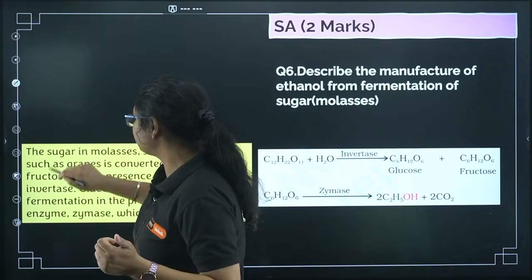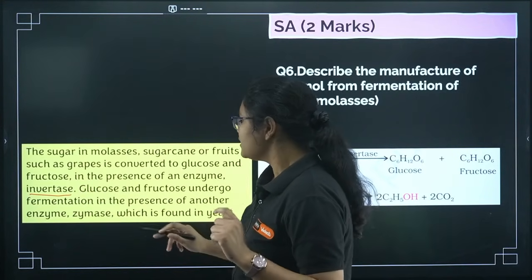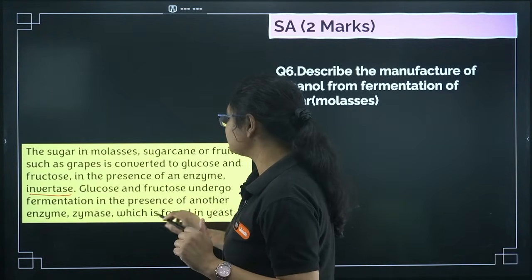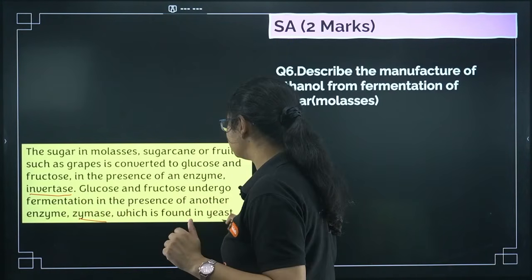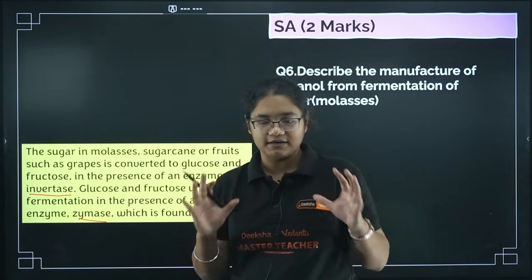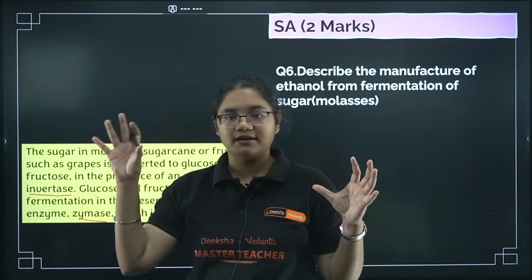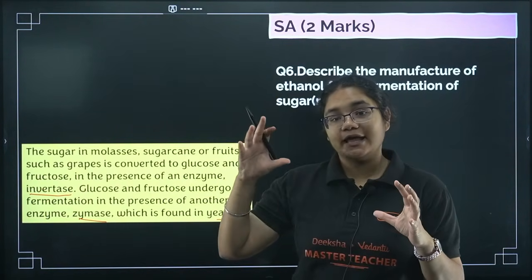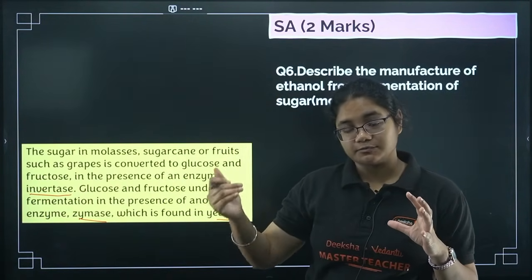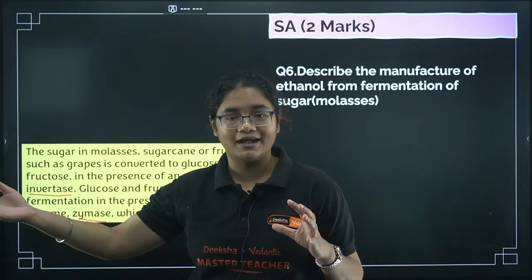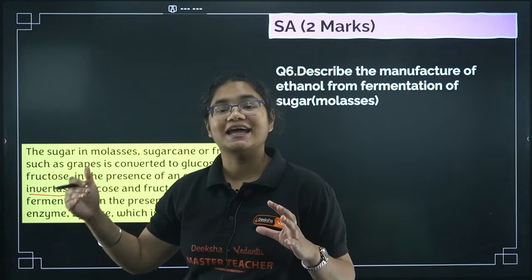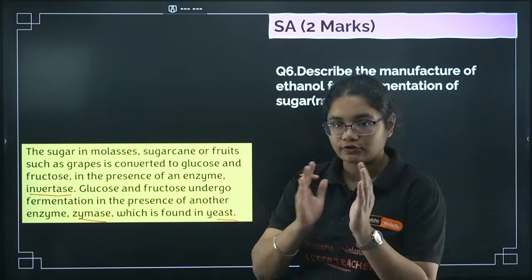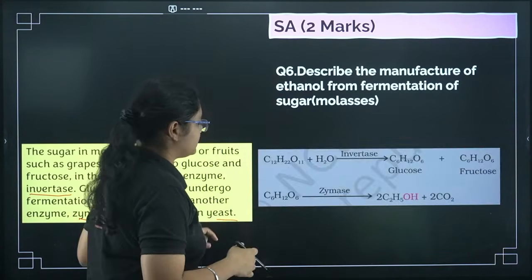And what is the name of this enzyme? It is invertase. Now glucose and fructose undergo fermentation in the presence of another enzyme called zymase, which is found in yeast. So please understand, first sugar is converted to glucose and fructose by the enzyme invertase. Then the glucose and fructose produced are further converted to ethanol by the enzyme zymase, and this zymase is found in yeast. So there are two steps, so we'll see that in the reaction here.